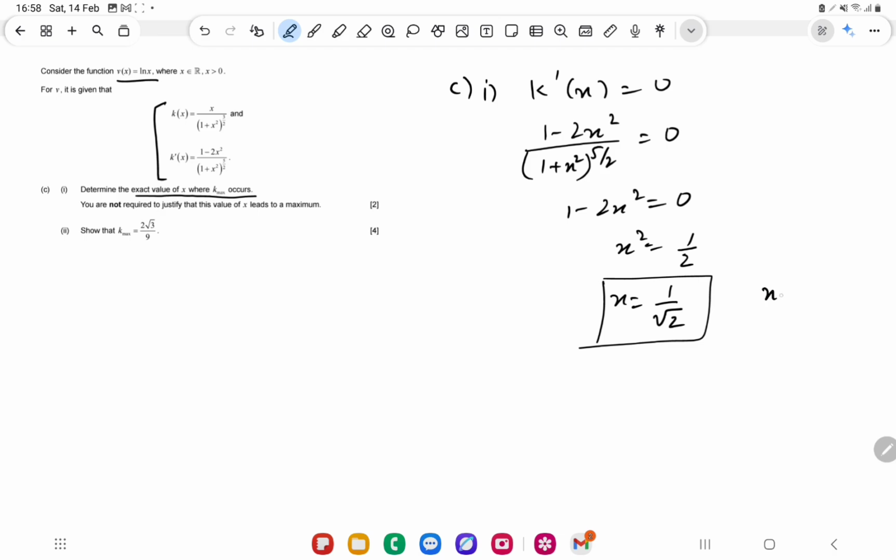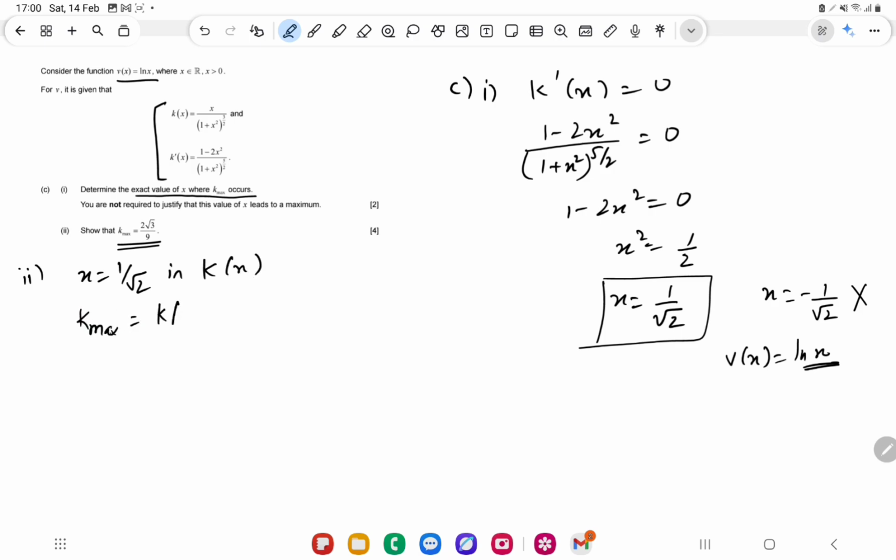And why am I not taking x as minus 1 by root 2? Because my v(x) is given as ln x, and inside ln the value should be positive. So we will not take minus 1 by root 2 as our x value. For the second part we have to show k max as this. So again I substitute my x value as 1 by root 2 in the k(x) function. My k max value will be k of 1 by root 2, so I will substitute x as 1 by root 2 everywhere.